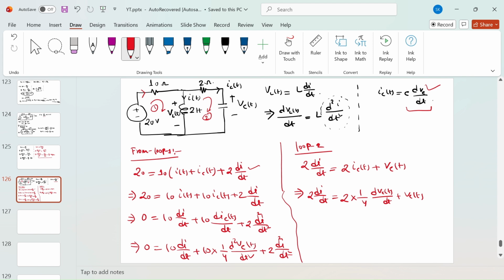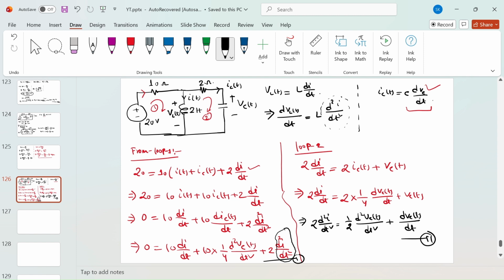At the same time, I should make one relationship from this equation and this equation. Eventually, I need to find this term, basically di by dt, d2i by dt square at 0 plus. So if I take one more derivative here, let's say 2 d2i by dt square is equal to 1 by 2 d2Vc(t) by dt square plus dVc(t) by dt. So let's say this is my equation number 1, this is my equation number 2, and first of all, I need to omit this di by dt, d2i by dt square.